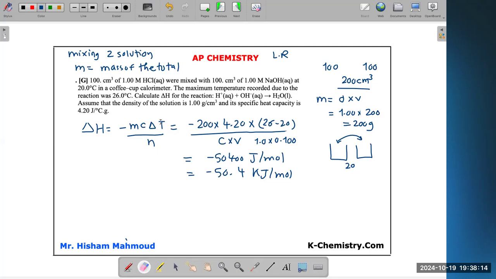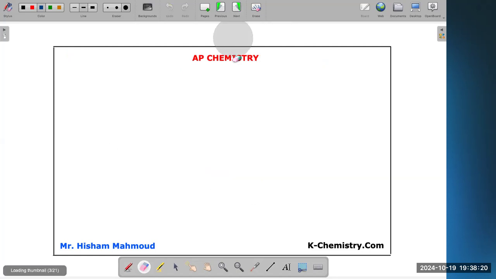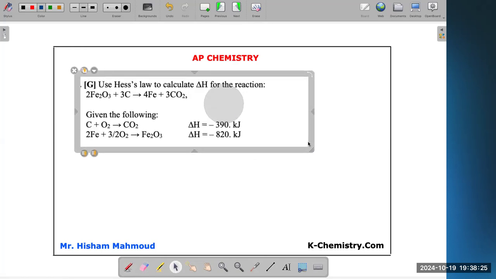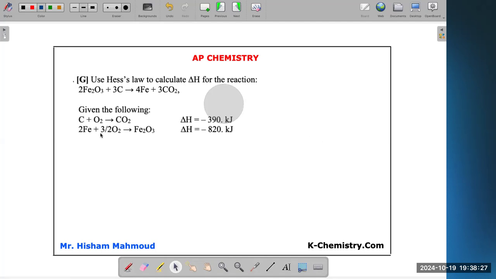Okay, let's have a question about Hess's law. So let's see this one. Mariam, can you try to do this one? Calculate delta H for the reaction. I have two reactions, carbon plus oxygen and iron plus oxygen to form iron oxide. I need to make this equation. So what will I do with the first equation and what will I do with the second equation? For the first equation, you multiply it by 3. So I multiplied by 3 because this is 1 carbon and this is 3 carbons.